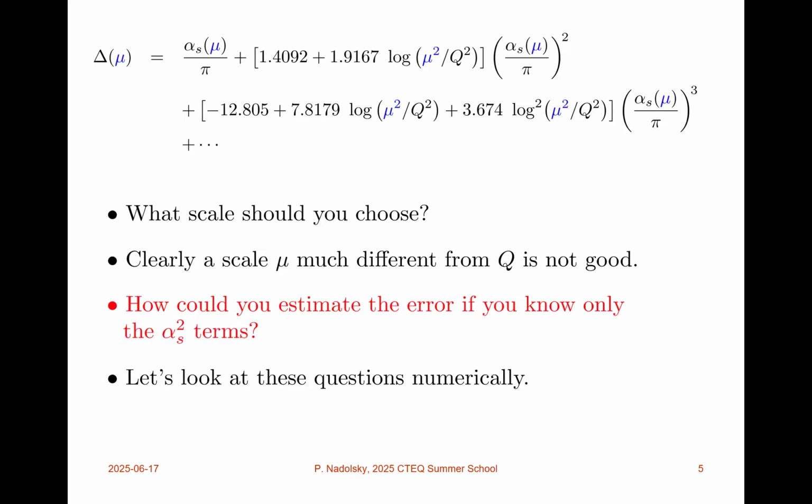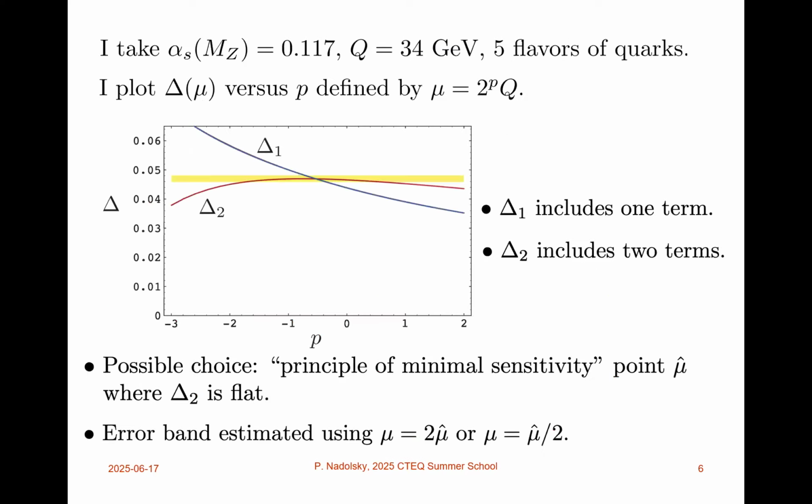So then you ask, what scale should we choose? It must be of order Q. A mu very different from Q is not good. But what do we do if we only know these two terms, up to order alpha S squared? Then we do some numerical analysis. Here is an example of how this expression behaves. We take alpha S close to the world average value, Q equal to 34 GeV, I think it's one of these fixed target experiments.